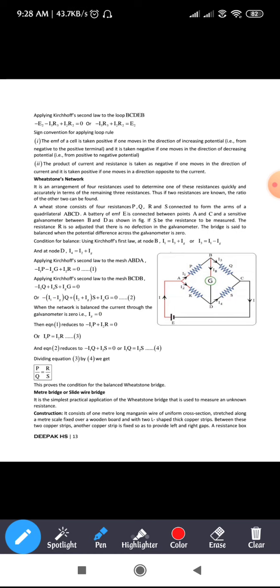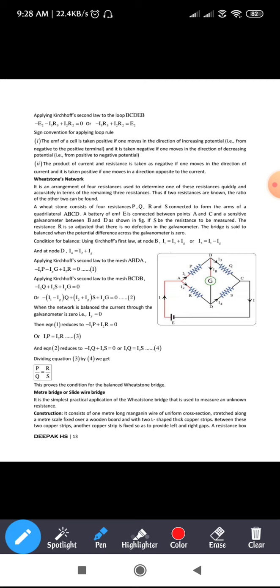Next, let us say that the current through the galvanometer is 0. When do you say that the current through the galvanometer is 0? When the current through the galvanometer reads 0, the bridge is said to be balanced.